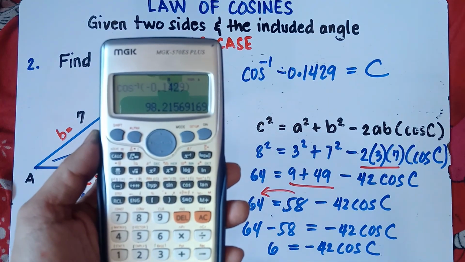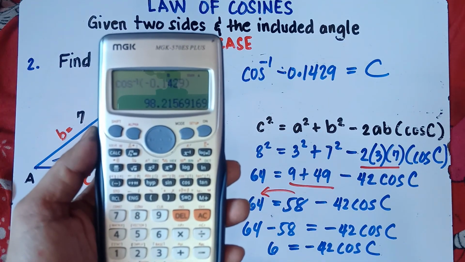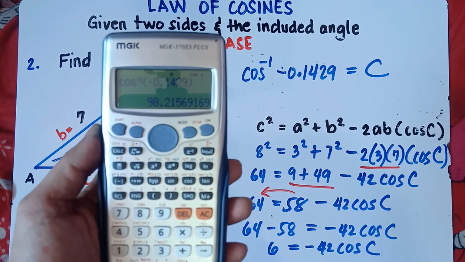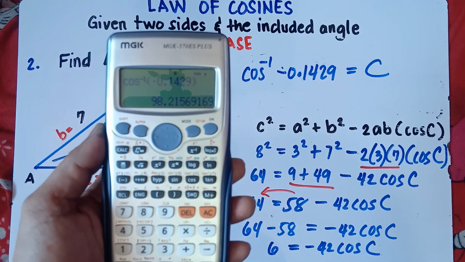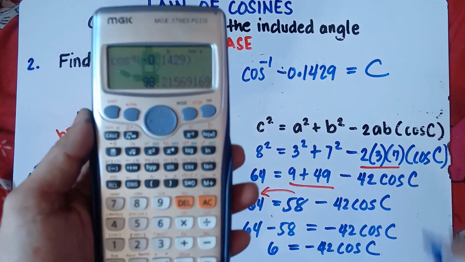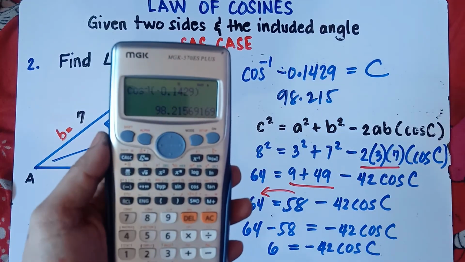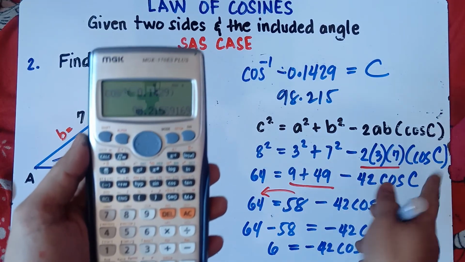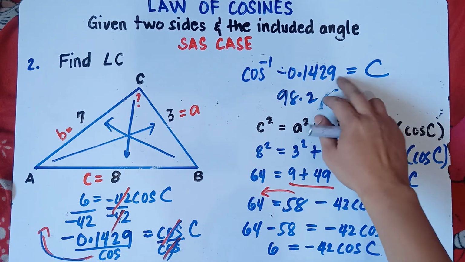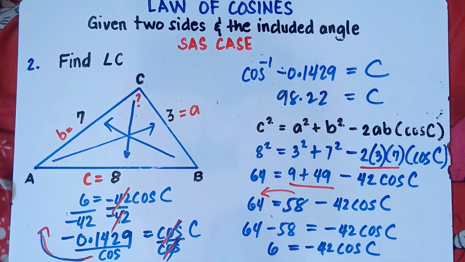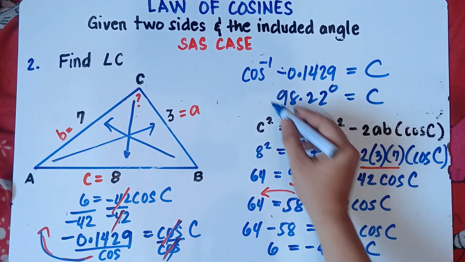So you will have 98.215. So we need to have 2 decimal places for our final answer. After 1, that's 5, we need to round up. This will be 98.22 equals angle C. And do not forget the degrees, class.